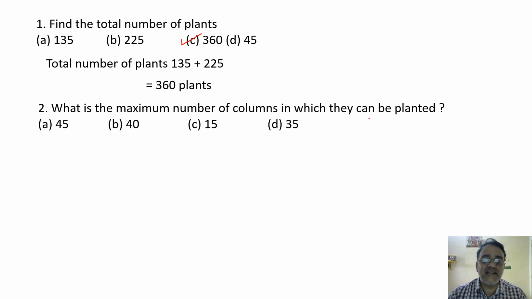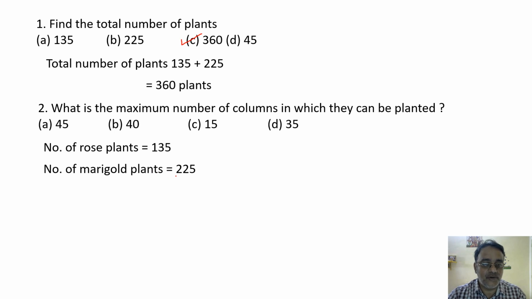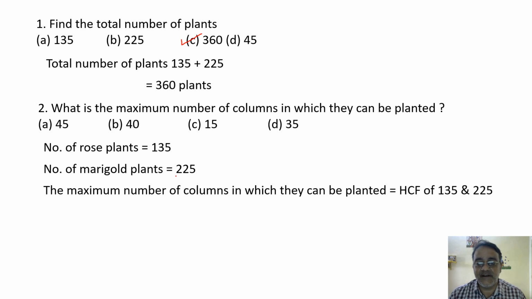Now, what is the maximum number of columns in which they can be planted? So what do you have to find? HCF. Very good. The number of rose plants is 135, and the number of marigold plants is 225. The maximum number of columns is the HCF of these two numbers. So first we will find the prime factorization.